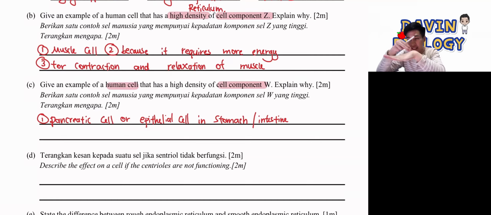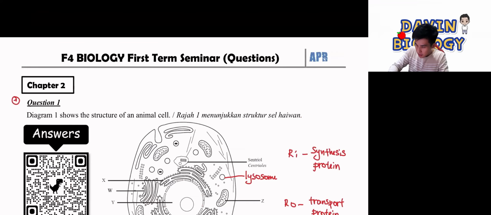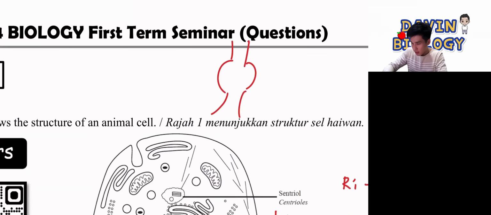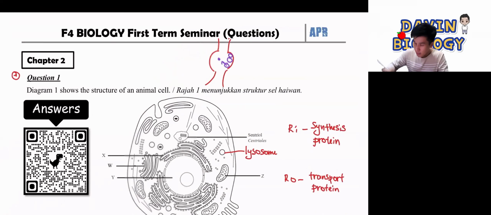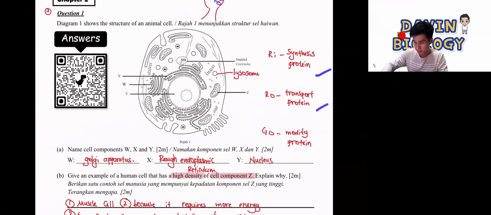Means the skin of the stomach, the surface cell. Okay, so let's say this is your stomach. Then here's the cell. The cell inside needs to use protein to make enzyme, so that your stomach has enzyme to digest food. So in order to make enzyme, I need these three organelles.